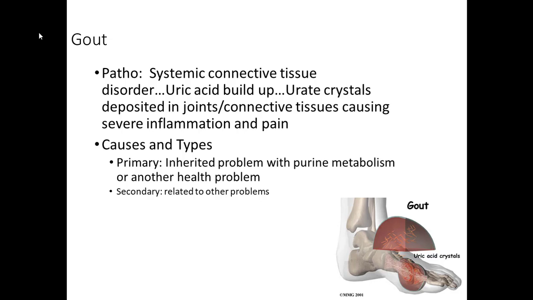I saw where they aspirated the synovial fluid from it, and it was just full of crystals. That poor woman was having so much pain, and it was just because all these crystals, they're sharp, were built up in her joint. Two different types. There's primary and there's secondary. Primary is just the problem because they can't metabolize the purines. Secondary is caused by another health issue.